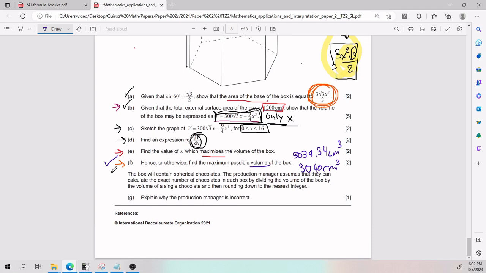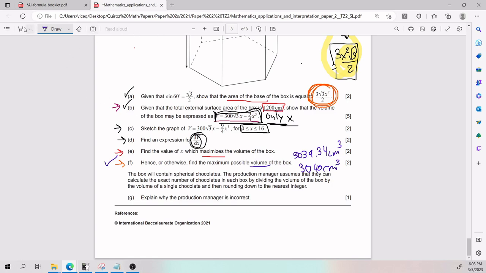Lastly, we have that the box will contain spherical chocolates, and the production manager assumes that they can calculate the exact number of chocolates in each box by dividing the volume of the box by the volume of a single chocolate and then rounding down to the nearest integer. All right, you might want to read that twice. This is one of those questions that you can answer theoretically or with words. So what are a couple things that our manager is doing wrong?